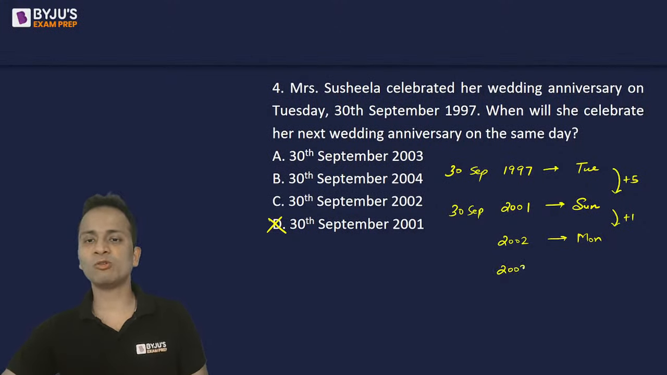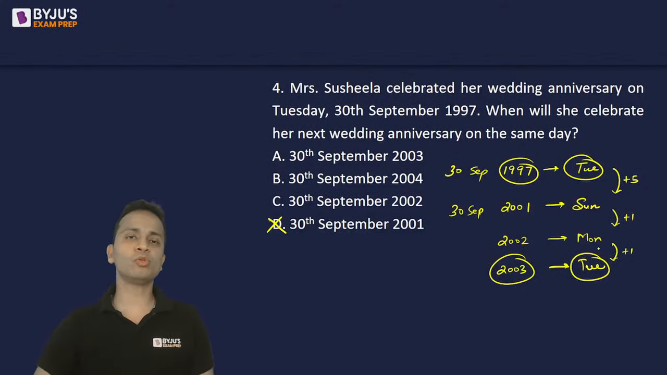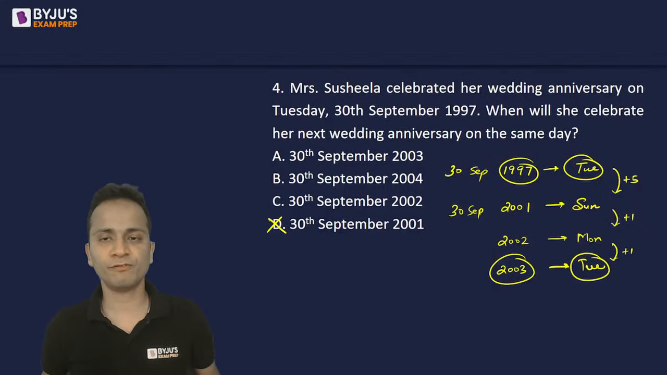So next year, 2003, again, it's a normal year. So once again, there will be one odd day. So Monday plus one, it's a Tuesday. All right. Now, 1997 was a Tuesday. 2003 is also a Tuesday. So we can say that 2003 will be the answer of this question.